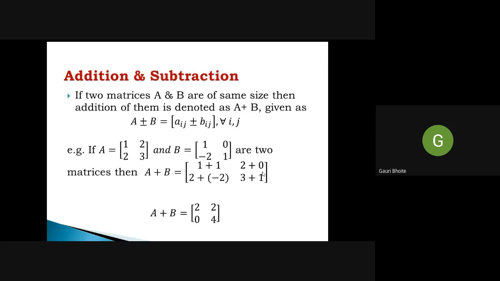Then addition and subtraction. We can add two matrices if and only if they are of the same size, and we add corresponding elements or subtract corresponding elements. So A plus B means Aij plus Bij, or A minus B means Aij minus Bij. Okay. So you already know how to add two matrices, so I am not wasting time on examples.